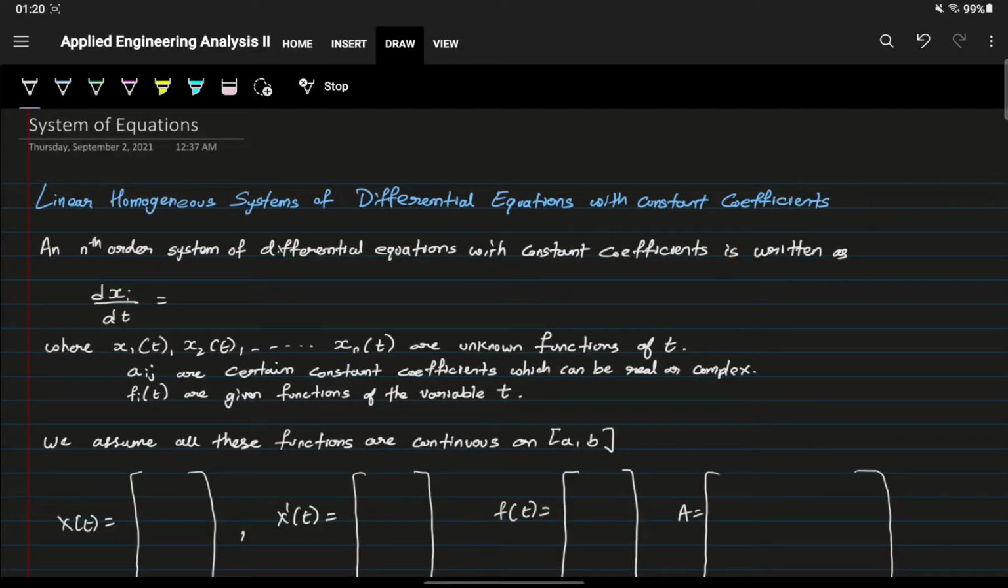Hello, in this video we are going to study the system of equations, and specifically linear homogeneous systems of differential equations with constant coefficients. An nth order linear system of differential equations with constant coefficients is written as dxi/dt, that is xi prime, equal to the sum going all the way till n, plus phi_i of t, where i belongs to 1 through n.